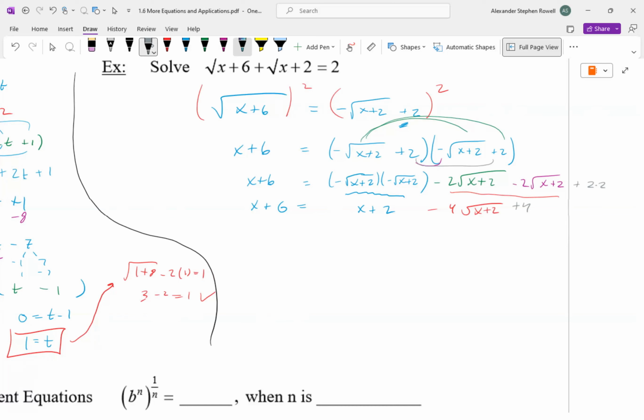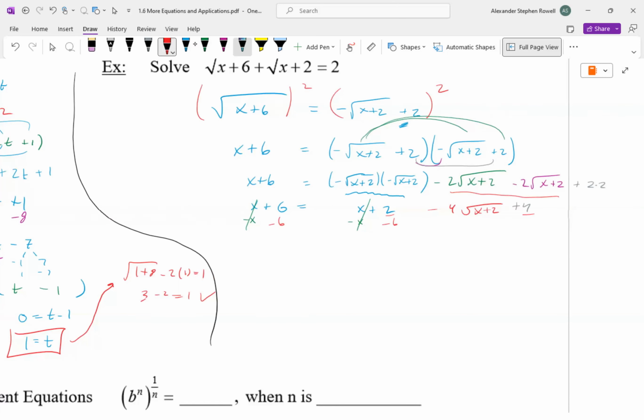And what was the result of squaring both sides? I eliminated one radical, but I still have the other on the other side. So now how do I get rid of that radical? Isolate it and square both sides. So what's the first step to isolate it? Let's subtract x from both sides. And let's subtract 6 from both sides.